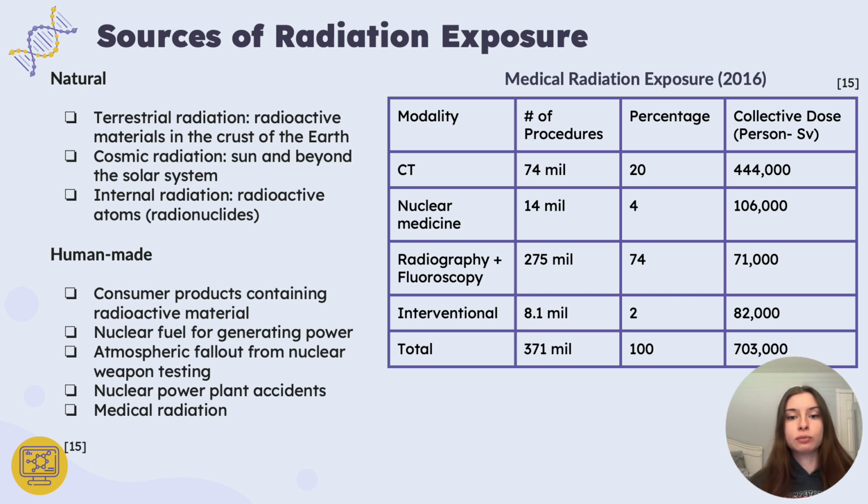I have a table here that shows medical radiation exposure from the year 2016, and this is actually in our Rad Bio book. I have all of the modalities listed, and it looks like the highest percentage of radiation comes from radiography and fluoroscopy, then CT, then nuke med, and then lastly interventional.